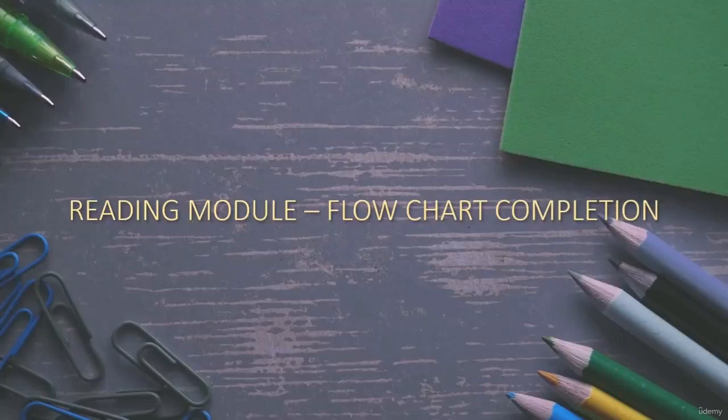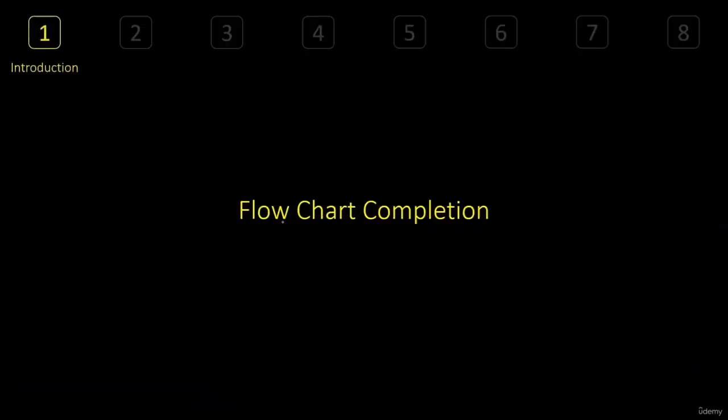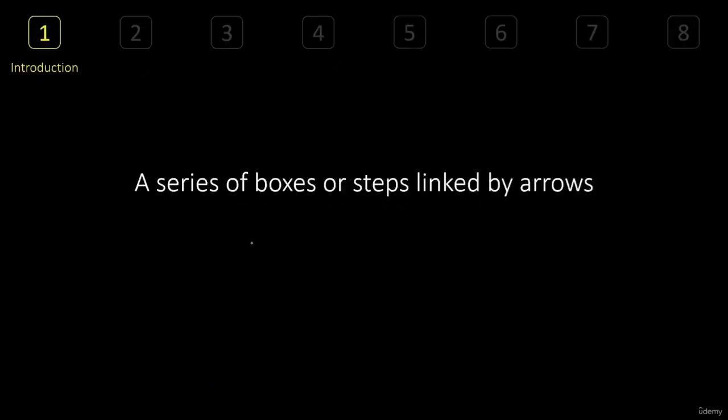This is kind of a question where it looks like an image actually, but it's not. And by the way, we are still in reading module, and let's see what happens, right? What is this flowchart? A flowchart is a series of boxes or steps linked by arrows. Now, how does it look? When you draw it or you visualize it, these are the boxes, and these are linked by arrows. This is how a flowchart looks like: steps, but in the form of graphics.